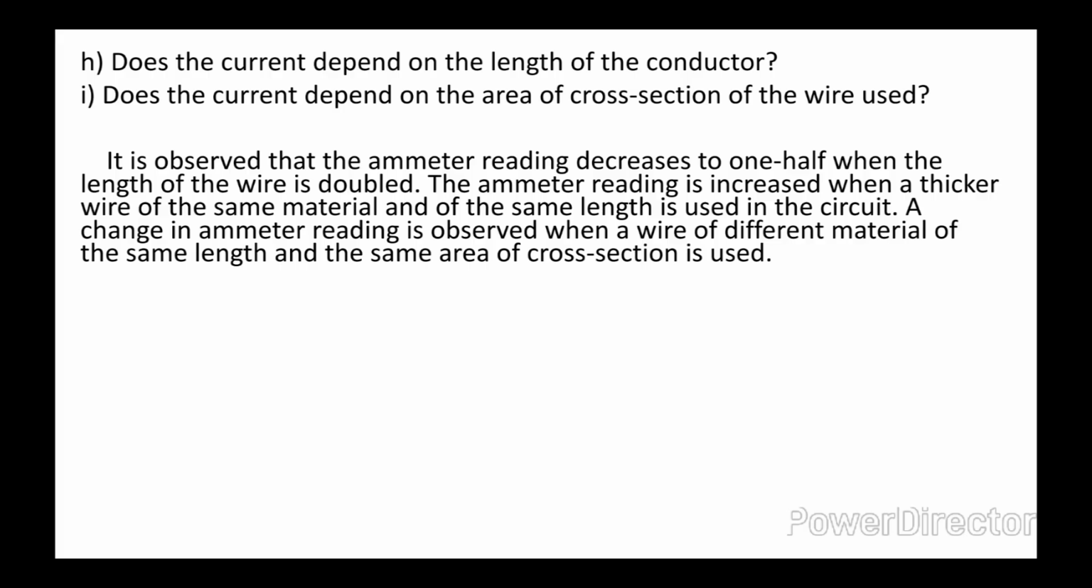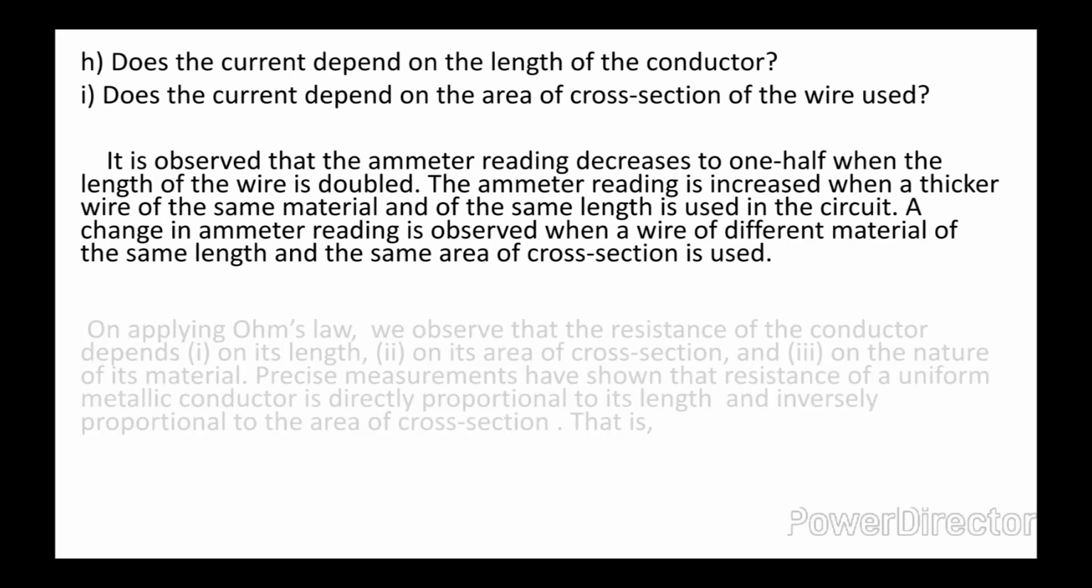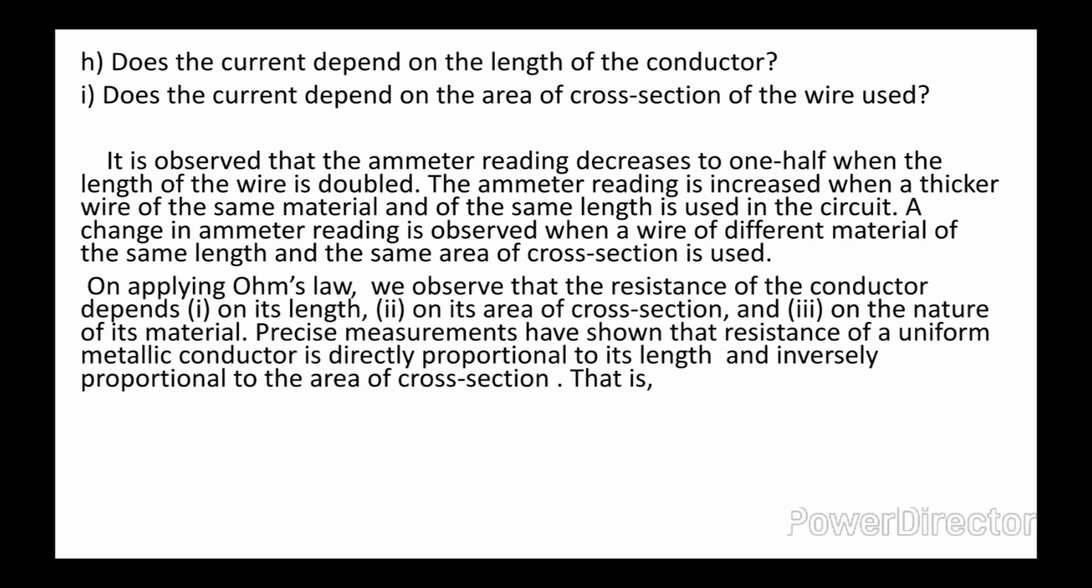That is in the fourth case. In the fourth case, you have taken the copper wire. It has same length and same area of cross section, but it is a different material. So the ammeter reading changes, or the change in the current can be observed when you change the material.